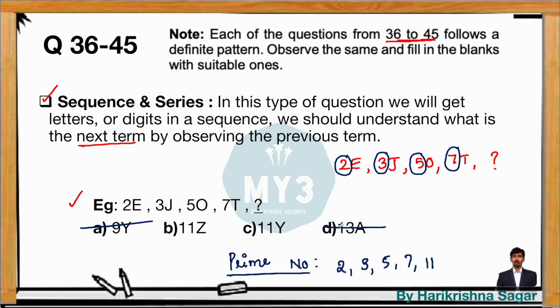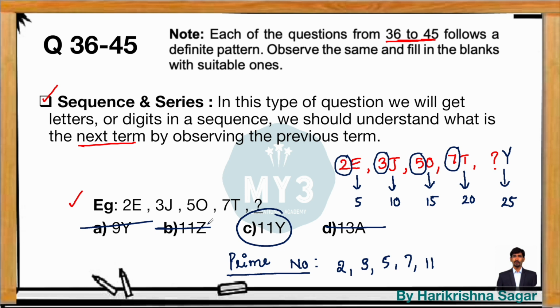Now look at the alphabets. This is E, whose position is 5. J position is 10. O position is 15. T position is 20. So the alphabets are given with multiples of 5: 5, 10, 15, 20. What is the next alphabet? Which is 25, and 25 means it ends with Y. So the answer choice must be 11Y. Eliminate option B, and mark the answer as C. That is how you have to look at the pattern.